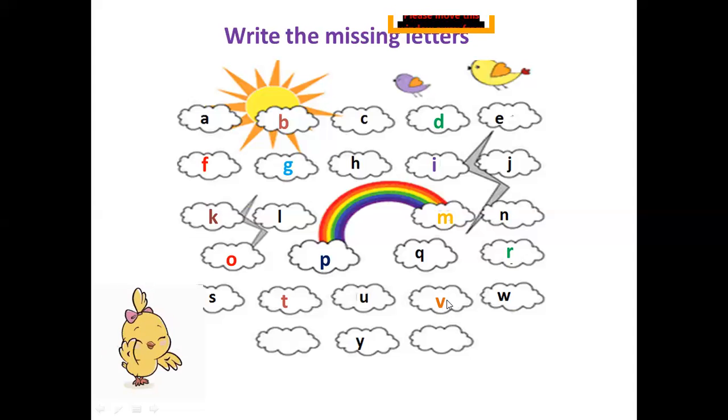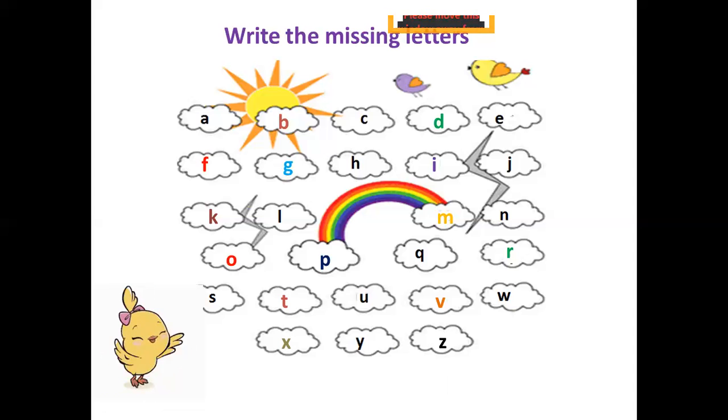And after V, the letter W, which is mentioned. But again, after W, we have a missing letter. That missing letter is X. What comes after W? It is the letter X. And after X, our next letter is Y, which is given. But after Y, this letter is our last letter. Our last letter is missing, which is Z.